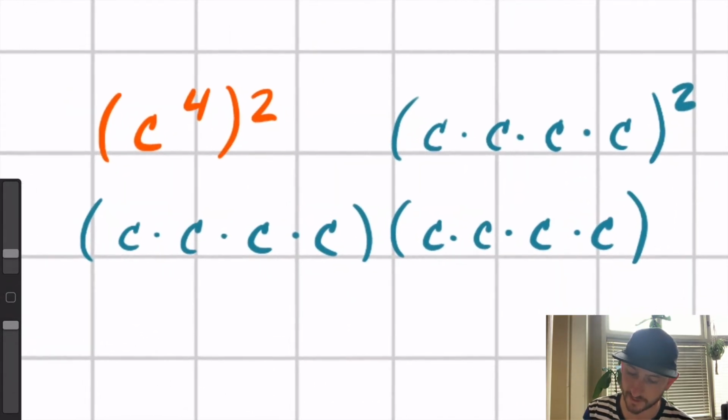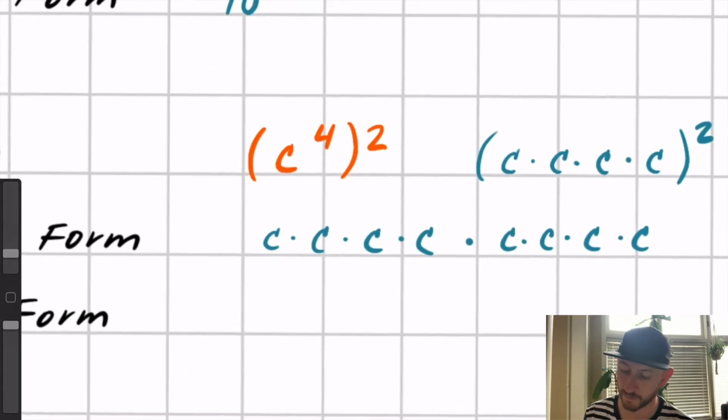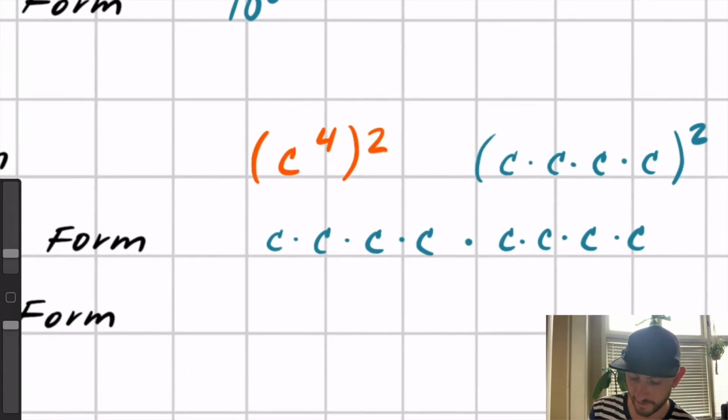And again, just like the last example, I can go ahead and erase those parentheses, only because everything's being multiplied together anyways. And we end up with 8 c's being multiplied together, which in standard form would be c to the power of 8.